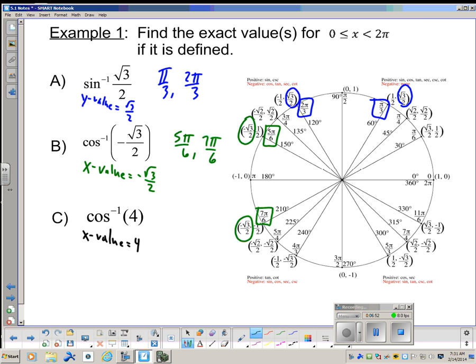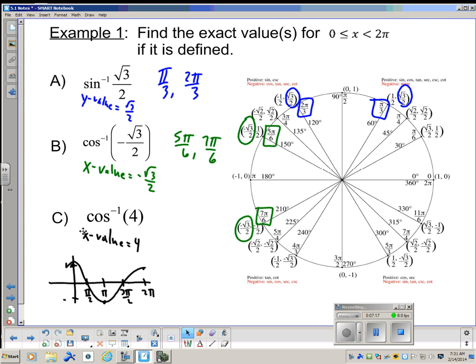So if you remember, of course, when we did our cosine graphs before and we graphed them out, I want to graph out pi over 2, pi, 3 pi over 2, and 2 pi. Notice your cosine graph here oscillates between 1 and negative 1, so it's never going to equal 4.